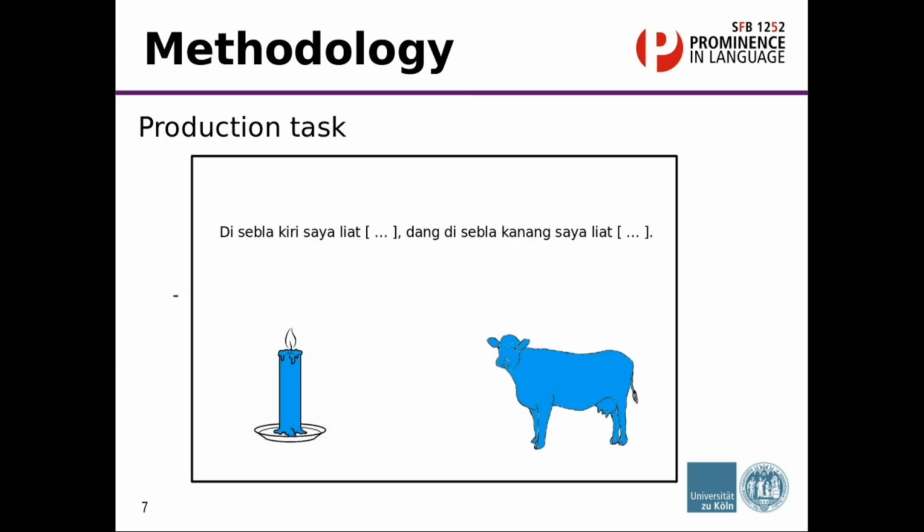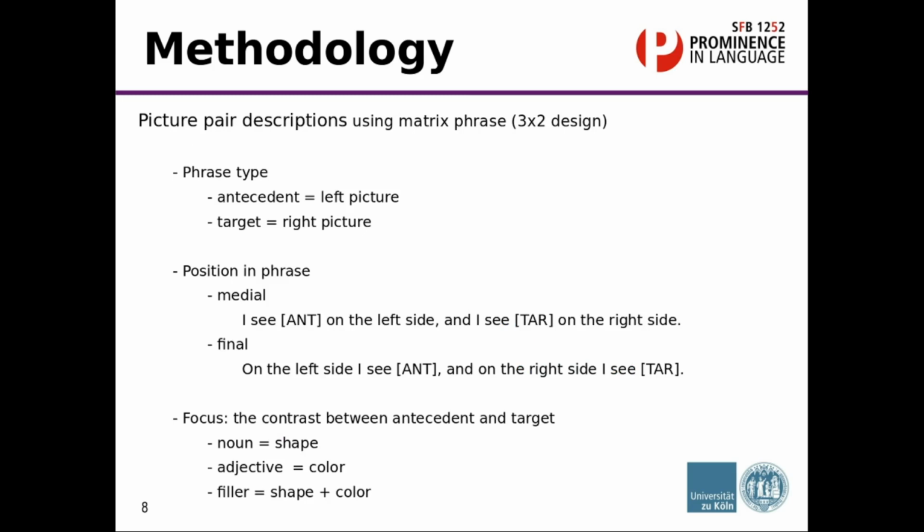I will explain the three variables we manipulated in the design of this task. So we had three variables: phrase type, phrase position, and focus. Phrase type. So this refers to whether the described picture appeared on the left or on the right side of the screen. We distinguish the antecedent, that is the picture on the left which was described first, from the target, the picture on the right that forms the contrast with the antecedent.